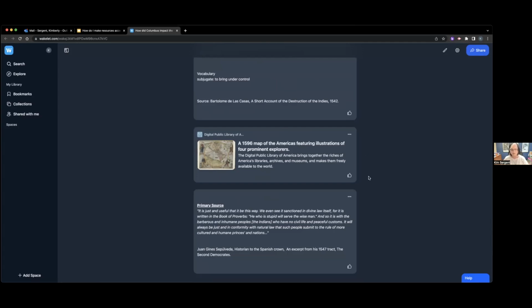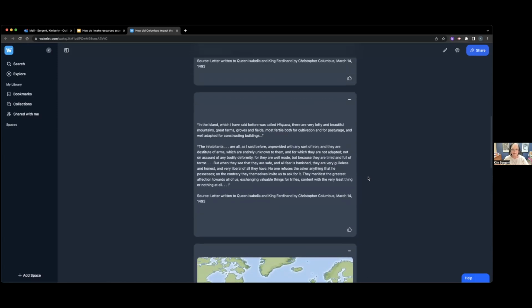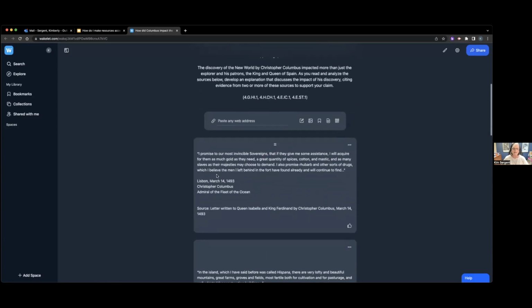But this is what I wanted to show you guys. This is why I like it. So you can even identify those ones that the kids are going to read. So I'm going to click on this one, the first one here. This is an excerpt from a letter from Christopher Columbus in March 1493. So this is roughly about 6 months after he discovers the New World.